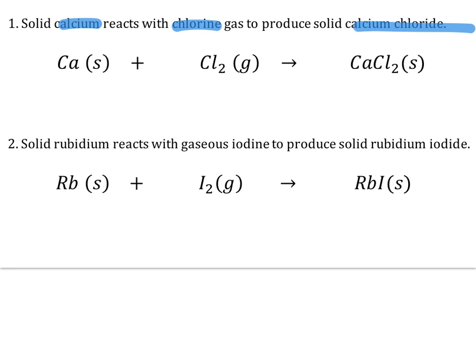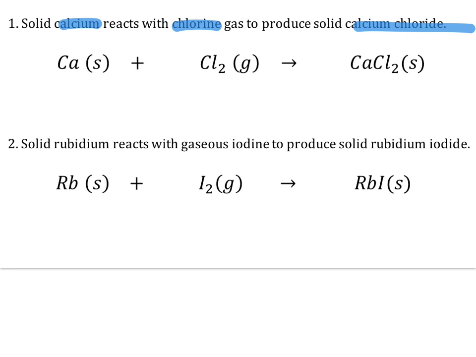So if you remember from chapter 4, there are 7 elements that are naturally occurring as diatomic molecules, which means each particle or each molecule of that particular element has 2 atoms. There are 7 elements that are diatomic: hydrogen, nitrogen, oxygen, and then all of our halogens, fluorine, chlorine, bromine, and iodine.